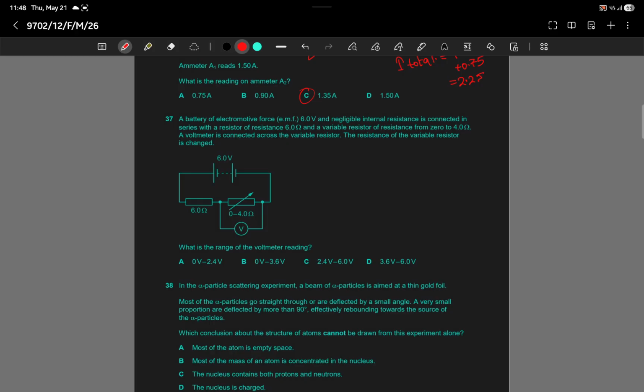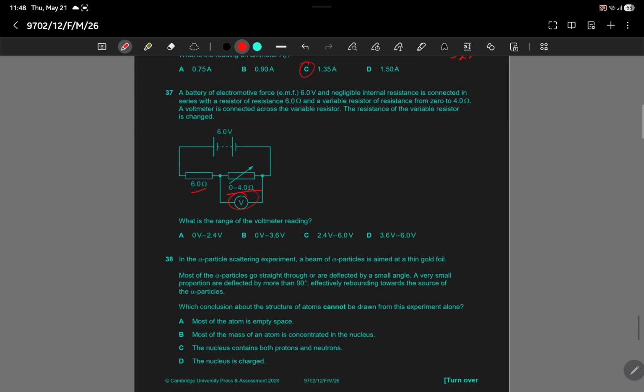So the answer should be from 6 for 0 to 4, and it's the voltage here. We can use the formula for a potential divider, which is V out equals V total multiplied by R, the resistance that we have to figure out. Let's call this the variable resistance, R, divided by the fixed resistor R plus the variable resistor R.